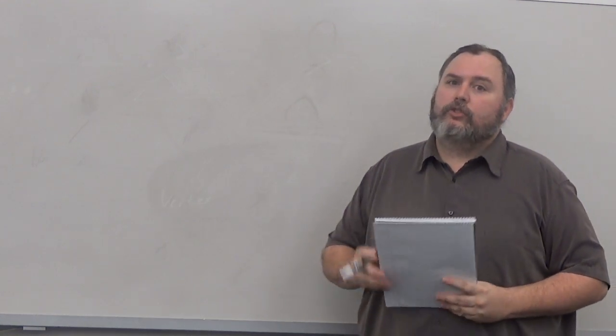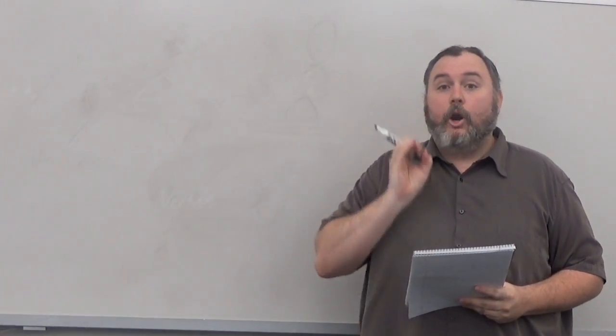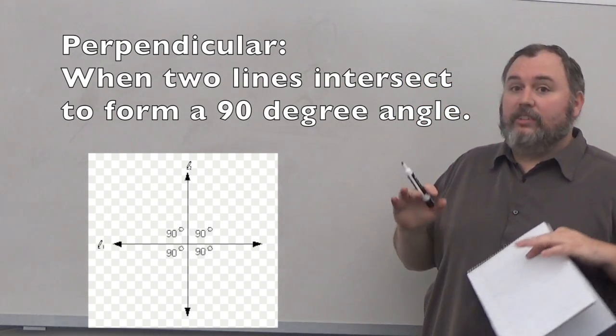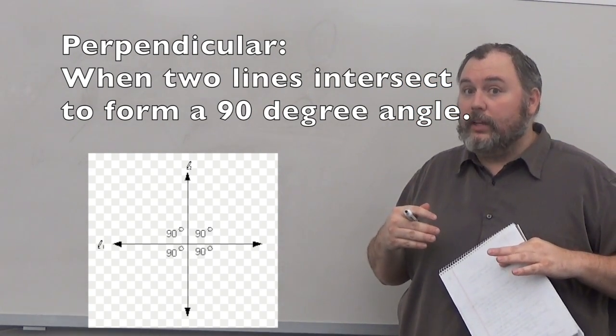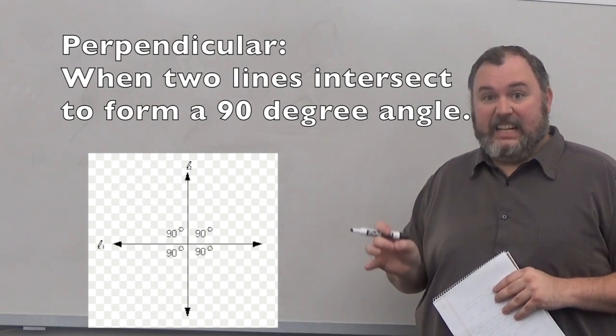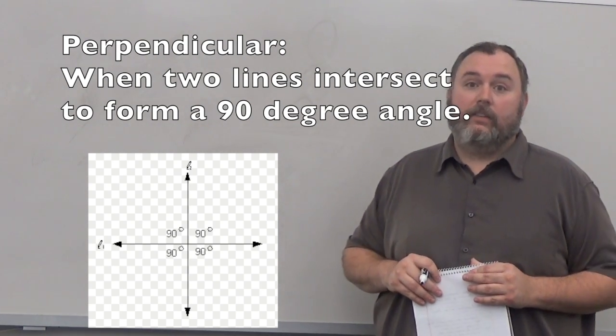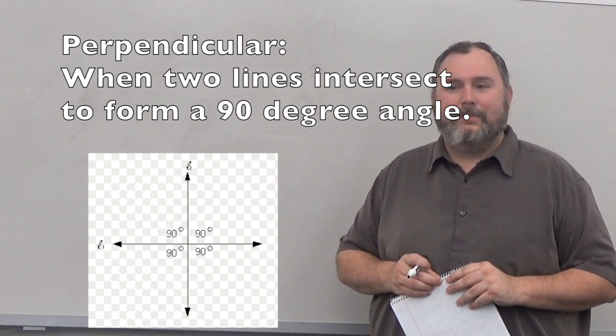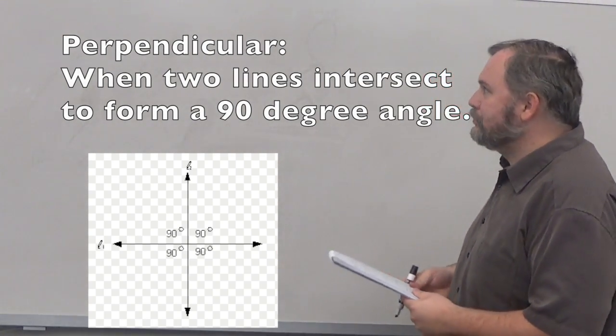All right, the next big thing is perpendicular. In this picture you see two lines are crossing and they make a 90-degree intersection. Makes sense? Just basically think of it like an intersection with four stop signs.